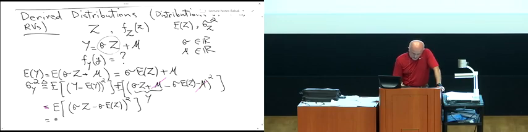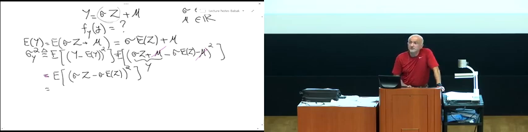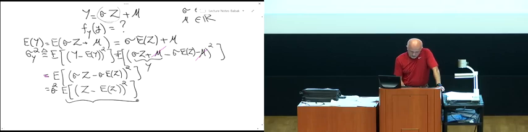How would I massage that to get what I want? You factor out the sigma, squared, and then I can take it outside. So I have sigma squared, E of what squared? Z minus E of z. And what do you know about this? What is that by definition? Variance of z. So the variance of y is sigma squared times the variance of z.